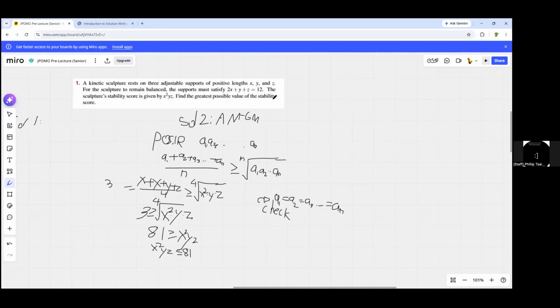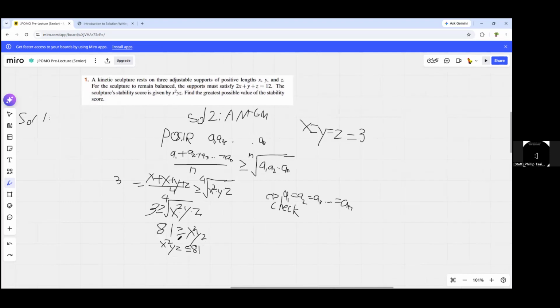So if we set x is equal to y is equal to z, then we know that x is equal to 3. Then all of them are equal to 3, right? Well, this satisfies the first equation, which is 2 times 3 plus 3 plus 3, which is 12. And also, this is the equality case for our inequality because 3 squared times 3 is equal to 3 to the 4th, which is 81. So this is our equality case, which works.